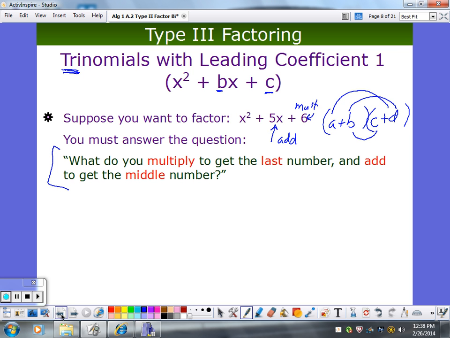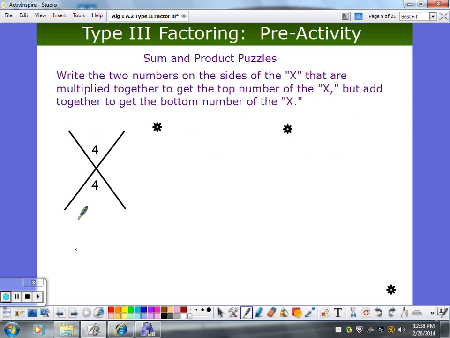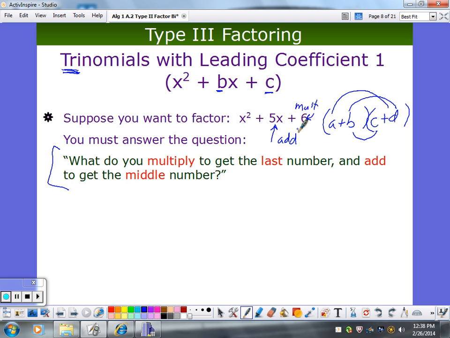So let's think about it in a more organized way. Actually, let's go back here. What numbers do you multiply to get 6? Please don't shout out. I want everybody to have that chance to think about it. What 2 numbers do you multiply to get 6, but add to get 5? What do you think? 2 and 3. So that's who's going to help us. Awesome. And if you're having trouble seeing that, don't worry. We're going to work a little bit on that.